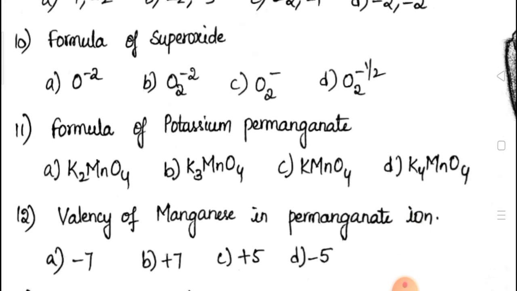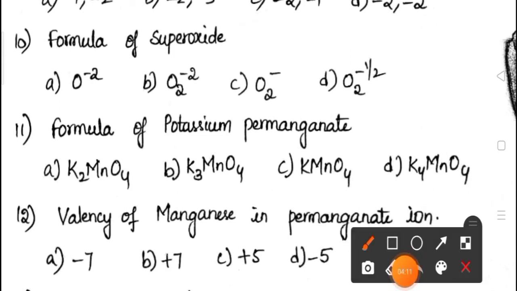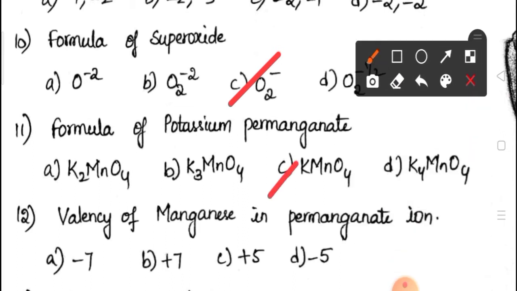Tenth one, formula of superoxide. Formula of superoxide is O2 minus. Formula of potassium permanganate. We have already seen in the explanatory part, KMnO4. Valency of manganese in permanganate ion, plus 7. Okay.